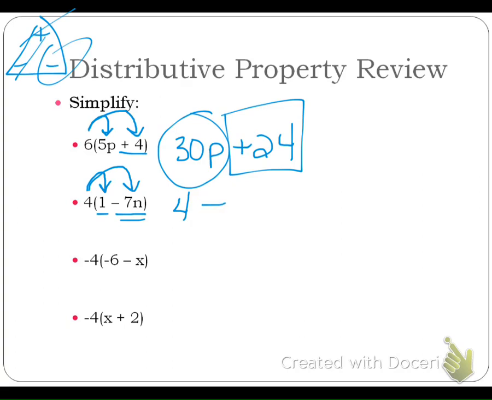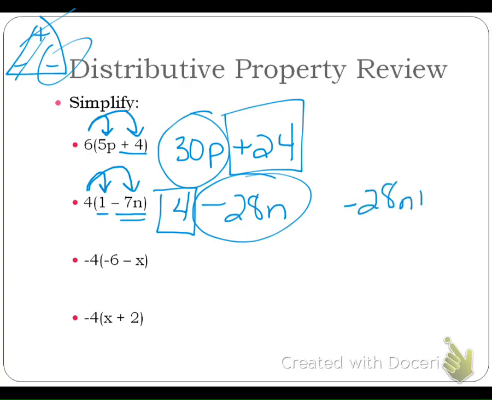Negative 4 times 7 is 28n. So 4 is a constant, and negative 28n is a variable term. Oh, we don't have it in standard form, so let's rewrite it. Our final answer should be negative 28n plus 4. And we had to write the positive sign on that 4 because it was no longer the first term in our expression.